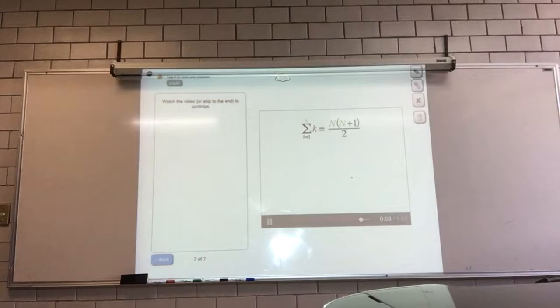Finally, try taking another stab at adding the whole numbers from 1 to 500 using this formula.